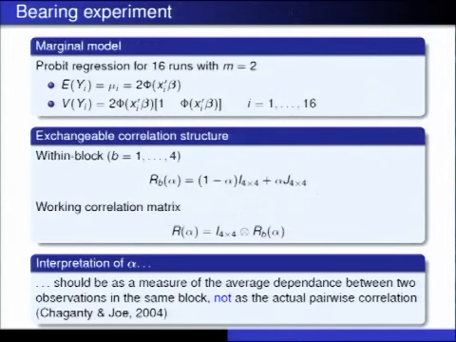So let's try and relate this back to our bearing example. Here our marginal model might be a probit model again with 16 runs, each of which has 2 binomial trials. So we can model our mean and our variance. Those marginal relationships are going to come from that probit model. Let's stick with an exchangeable correlation structure. So our within block correlation matrix is going to have this form, and we're going to have this block diagonal correlation matrix for all the observations.